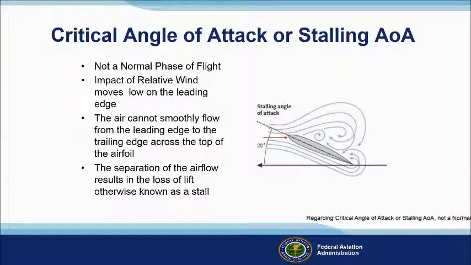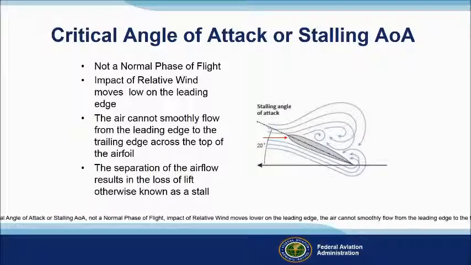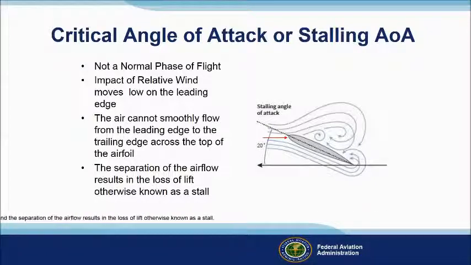Regarding critical angle of attack, or stalling AOA, this is not a normal phase of flight. The impact of relative wind moves lower on the leading edge. The air cannot smoothly flow from the leading edge to the trailing edge across the top of the airfoil, and the separation of the airflow results in the loss of lift, otherwise known as a stall.